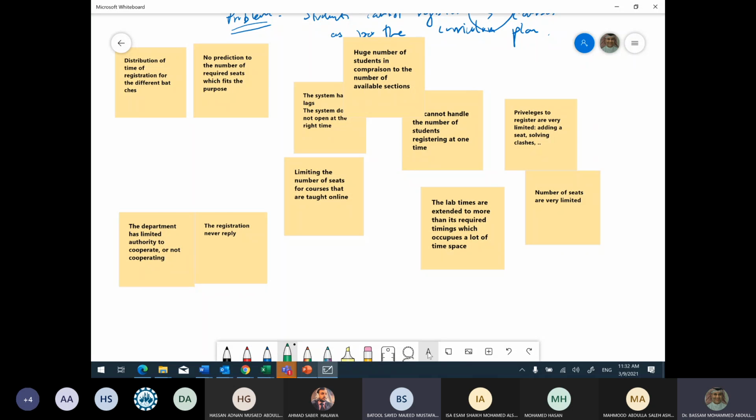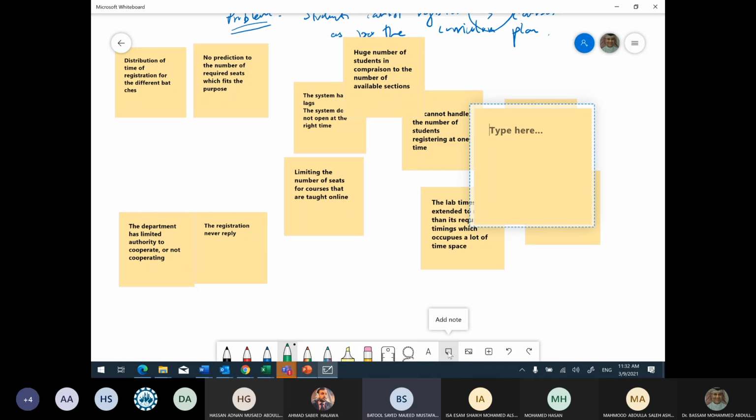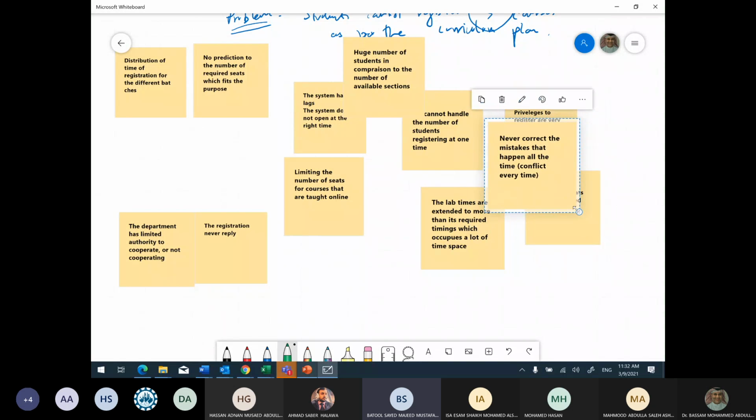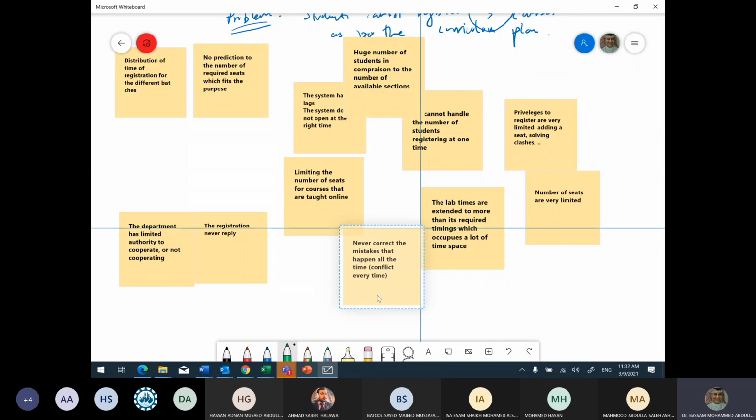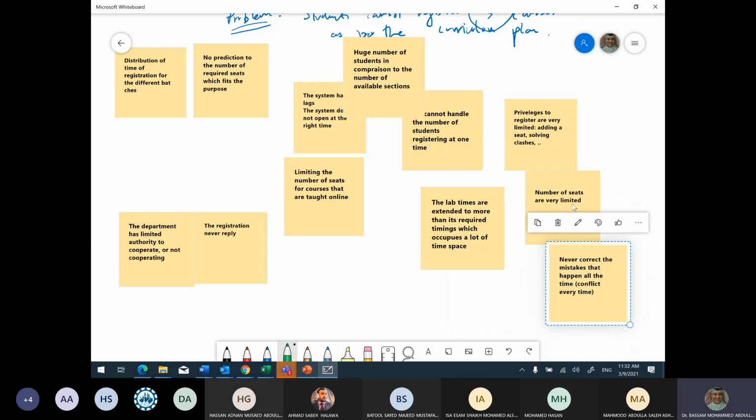happen all the time. For example, there's a section. It's a common problem for all students taking heat, I think, or separation, that they have a conflict. All the batches have this problem, and they never do anything about it. They know the problem and they face it every single semester. So they never learn. Okay, that is another one. I'm going to add it.